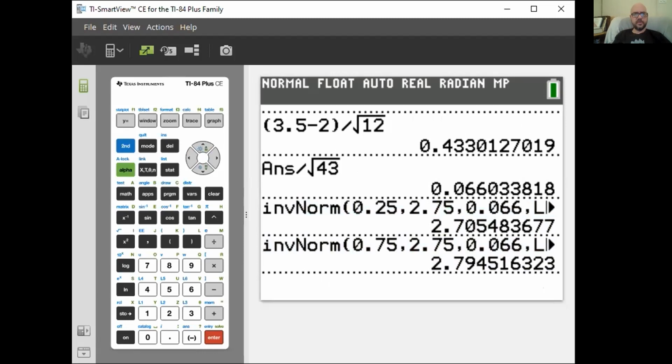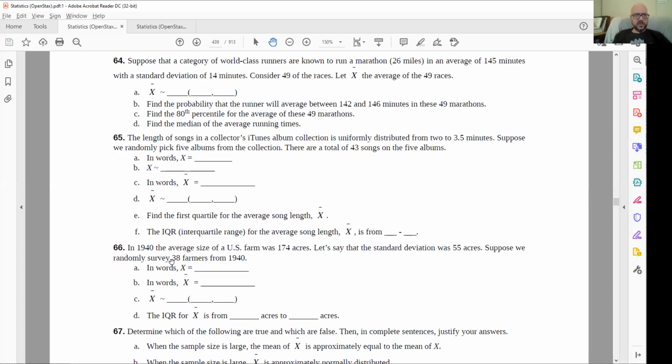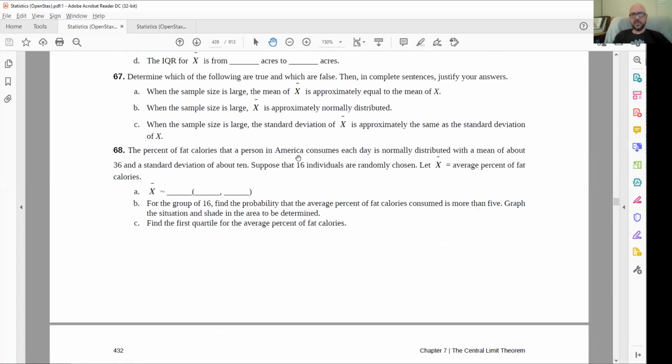All right, one last question. Percent of fat calories that a person consumes is normally distributed with a mean of 36 and a standard deviation of 10. We did this one earlier, or we used this distribution earlier. Suppose 16 individuals are randomly chosen. Let X bar be the average percent of fat calories for those 16 individuals. X bar is approximately normally distributed with a mean of 36 and a standard deviation of 10 divided by the square root of 16. So square root of 16 is 4, 10 over 4 is 2.5. So this number is 2.5.